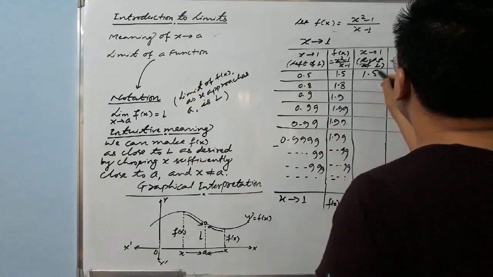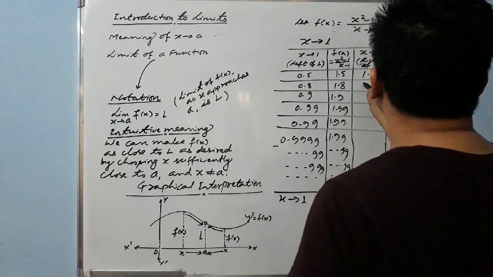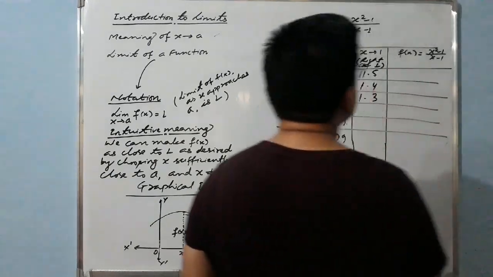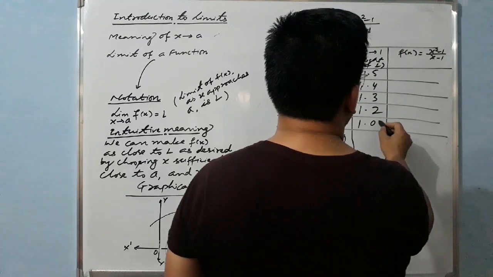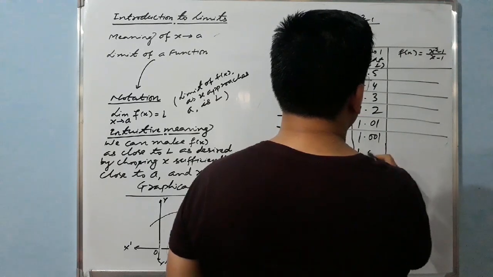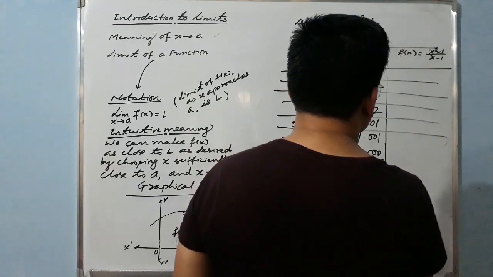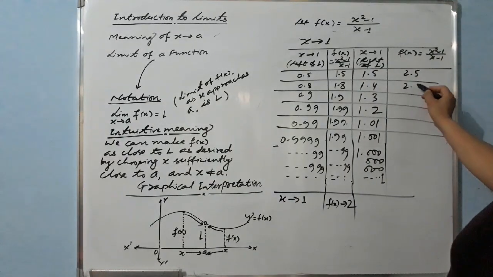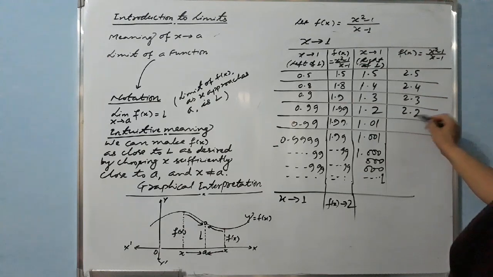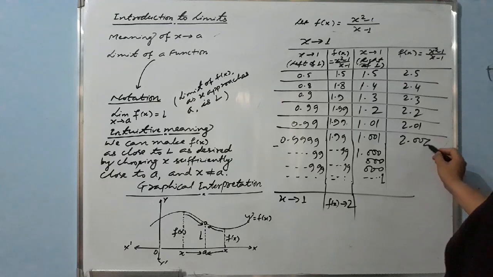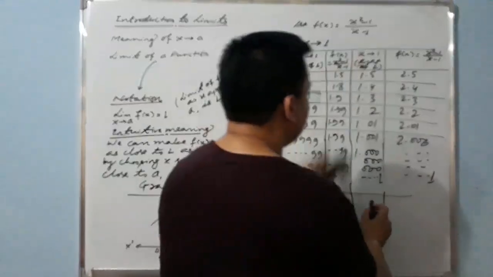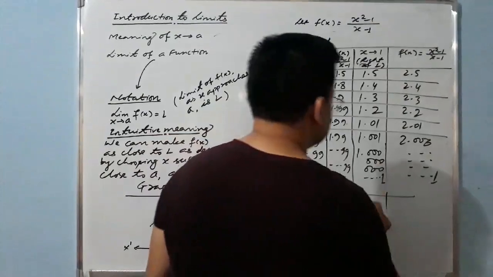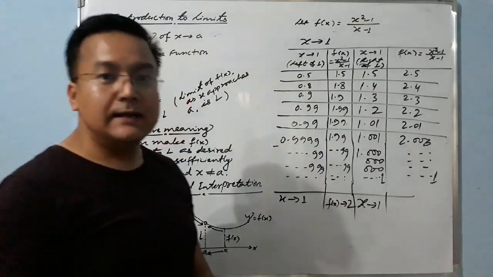Similarly, let's take x values from the right: 1.5, 1.4, 1.3, 1.2, 1.1, 1.001, 1.000001, tending to 1, going near to 1. And you get f of x values 2.5, 2.4, 2.3, 2.2, 2.01, 2.000001, and so on. This is clear because we have taken values in such a way that x tends to 1.